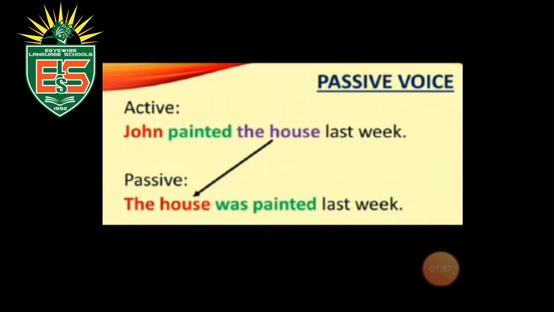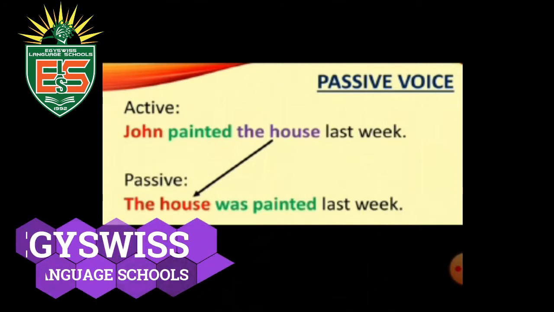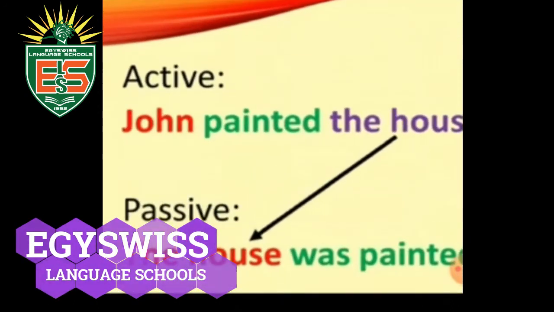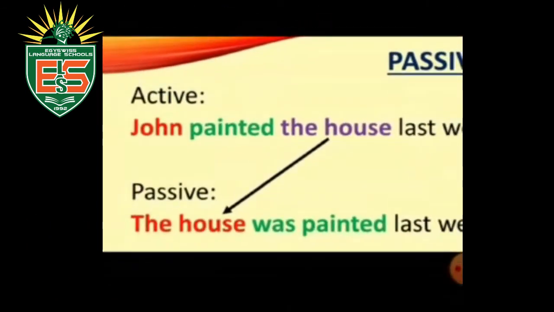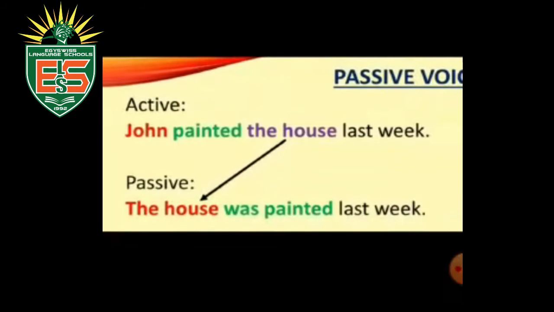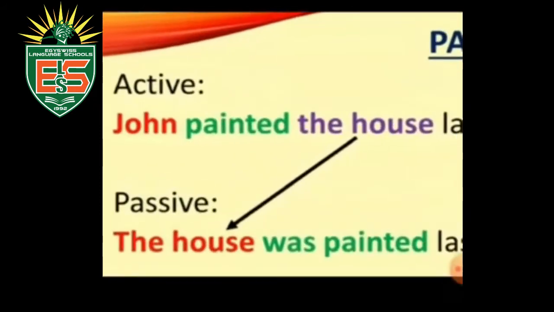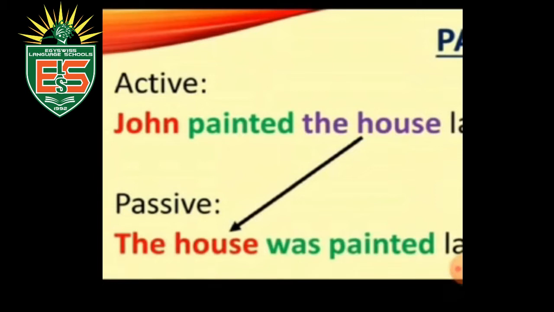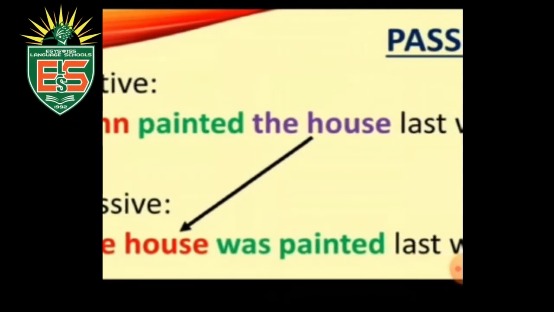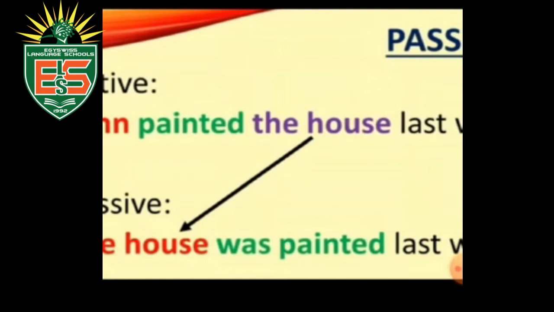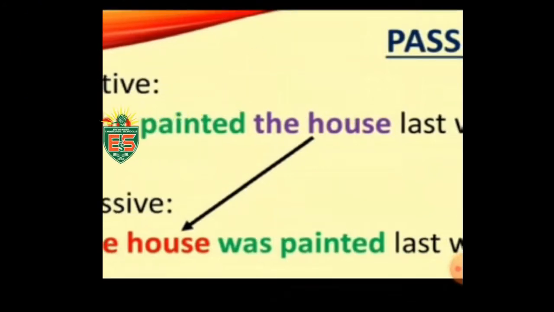So here I have two sentences. We call one the active sentence, and the other one we call the passive sentence. Look here, John painted the house last week. So John here is the subject, painted is the verb in the past simple, and the house is the object. To create a passive sentence, I have to put the object at the beginning of my sentence. So the house here becomes a subject. The house was, because the house is singular. The house was painted. I have to put the verb paint in the third shape, which is the past participle. The house was painted last week.